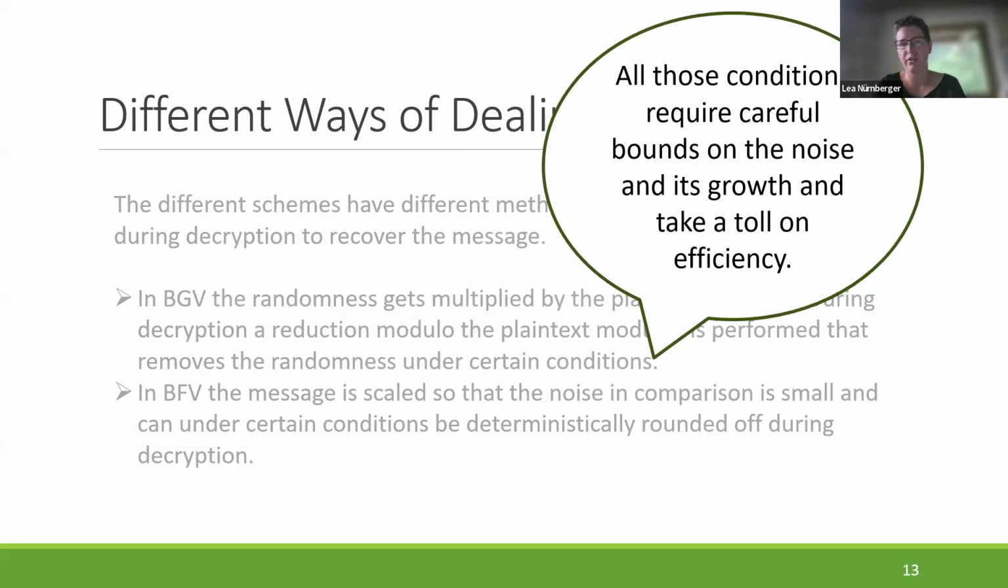But when I explained how the noise gets removed, we always saw there are some conditions. So in the case of BGV, we can't have a wraparound modulo the ciphertext modulus, and in BFV we need to make sure that the whole thing is smaller than 1/2. And so these conditions need to be observed and require careful bounds on the noise, and this also takes a toll on efficiency.